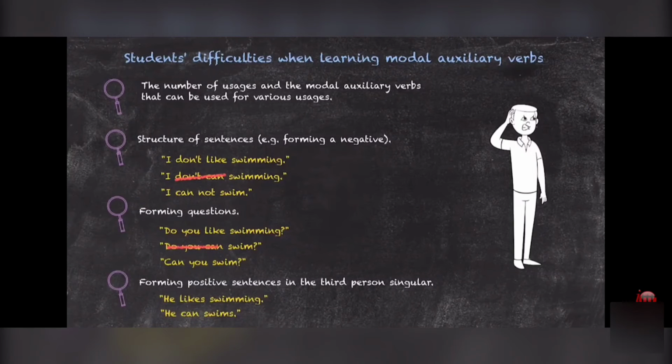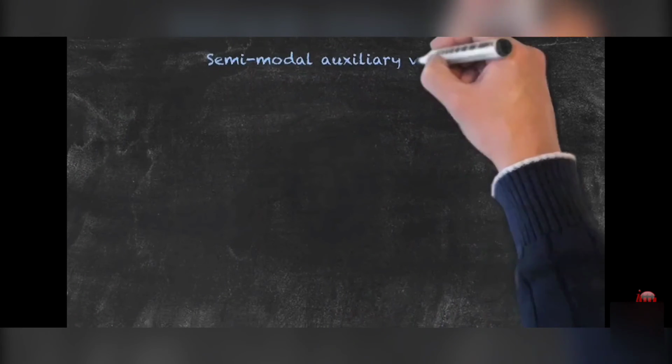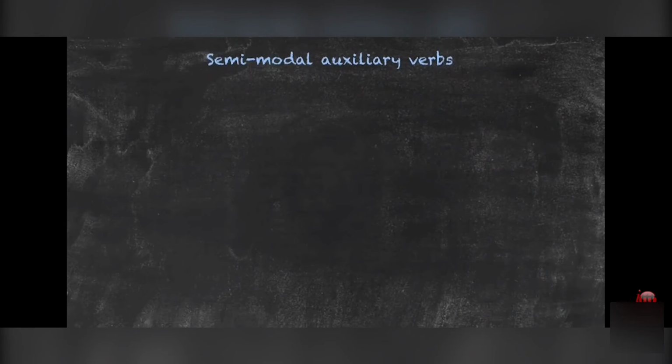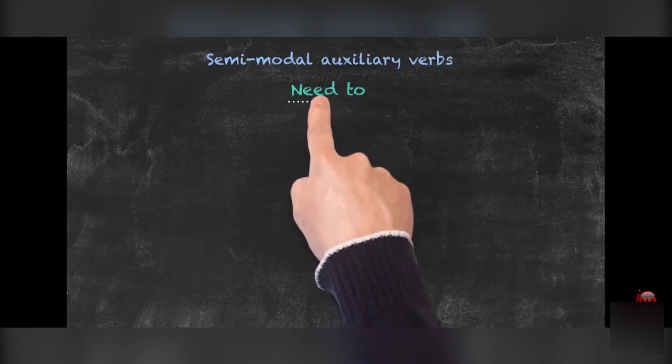Let's have a look at a couple of other problems for students. One more aspect students have trouble with is when we start to introduce what we referred to at the beginning of the presentation, which is semi-modal auxiliary verbs. An example of a semi-modal auxiliary verb is "need to." Let's look at the structure of sentences when we use semi-modal auxiliary verbs, such as need to. "I need to work every day," for example.